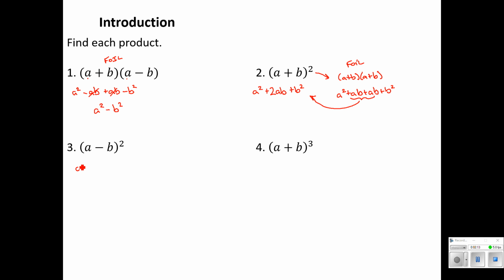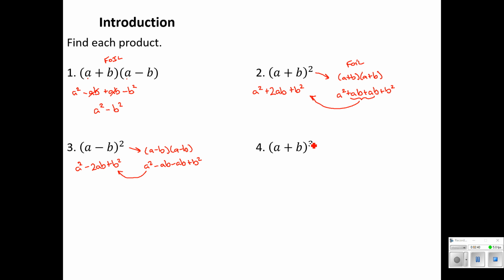Number 3, our shortcut method would tell us a squared minus 2ab plus b squared. Let's see what FOILing gets us. First times first, outside terms, inside terms, last times last. It's a negative times a negative, so it's plus b squared. Sure enough, our shortcut works.